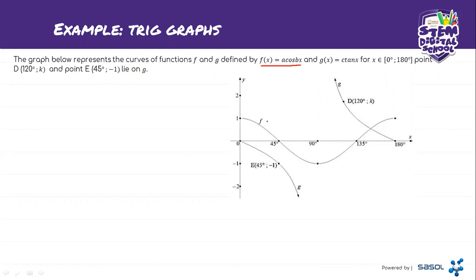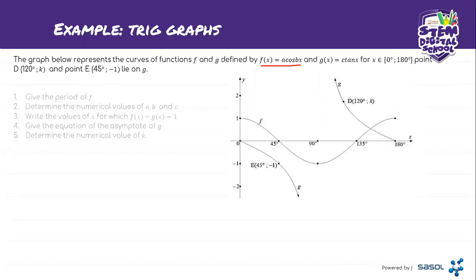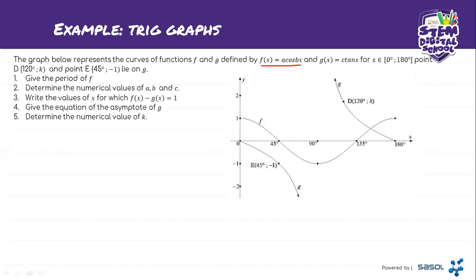All right. You can see that we have two graphs. This one is the cos graph, and of course the other one with the terminal arm there is the tan graph. Let's see what kind of questions we might get under this. First, they ask us to give the period of f. Which graph is f? Is it this one, or this one?